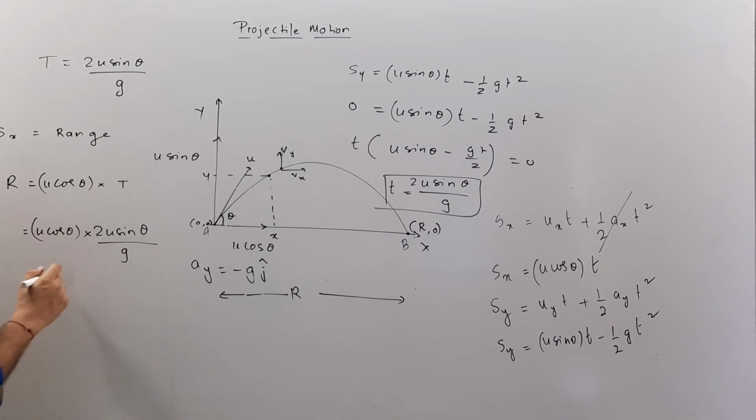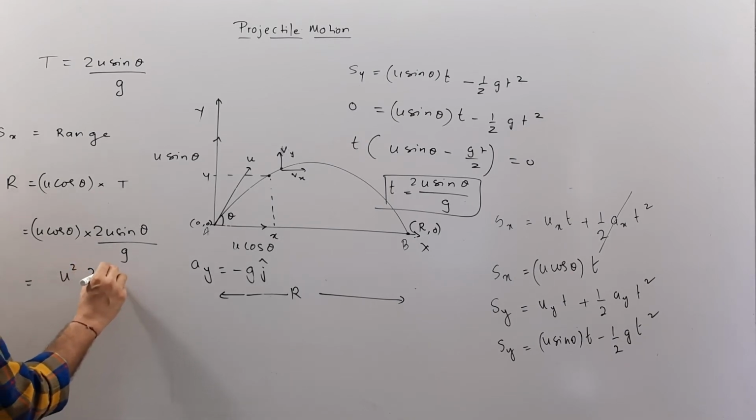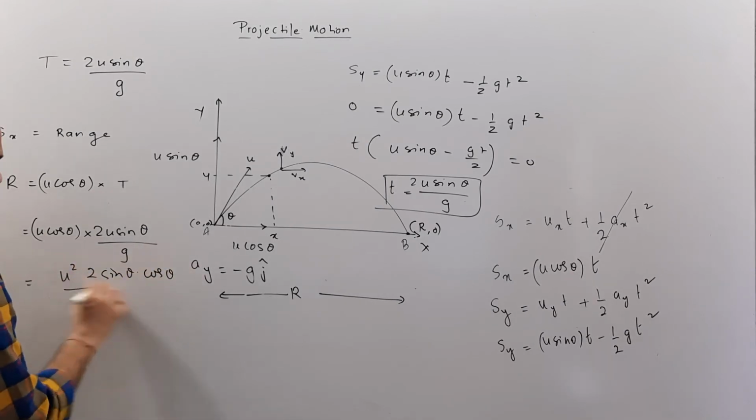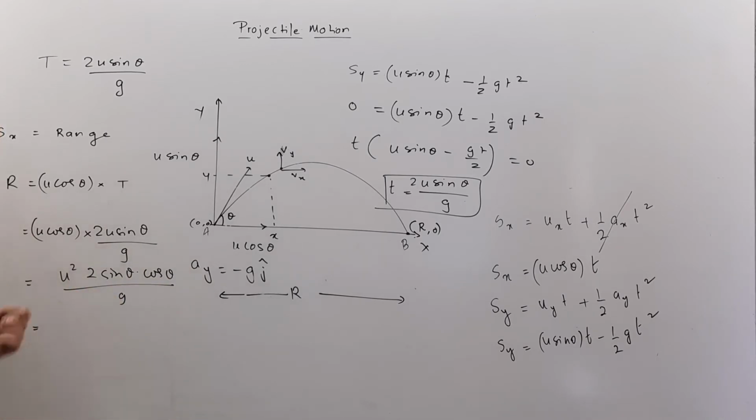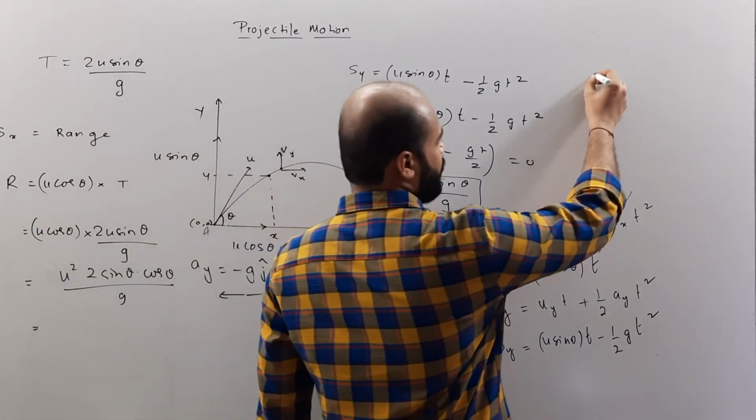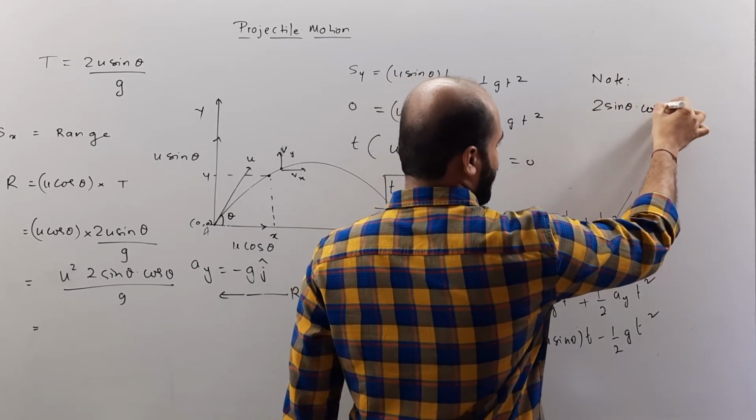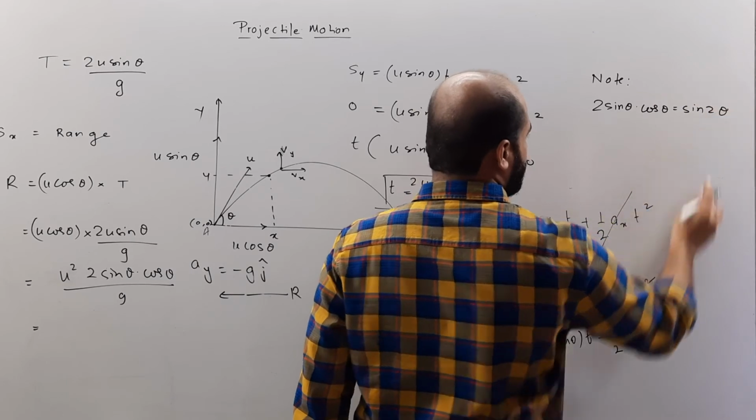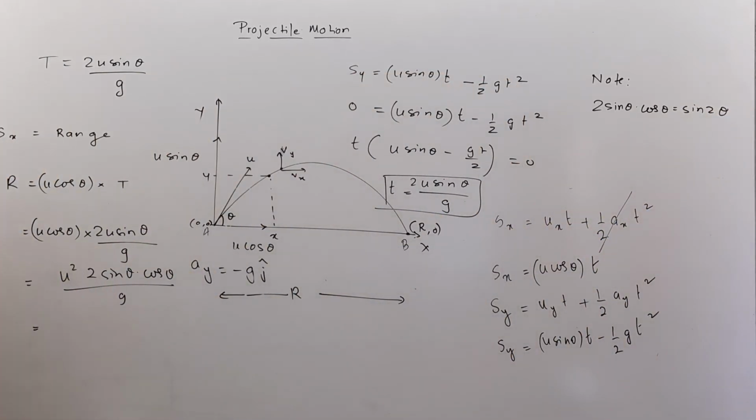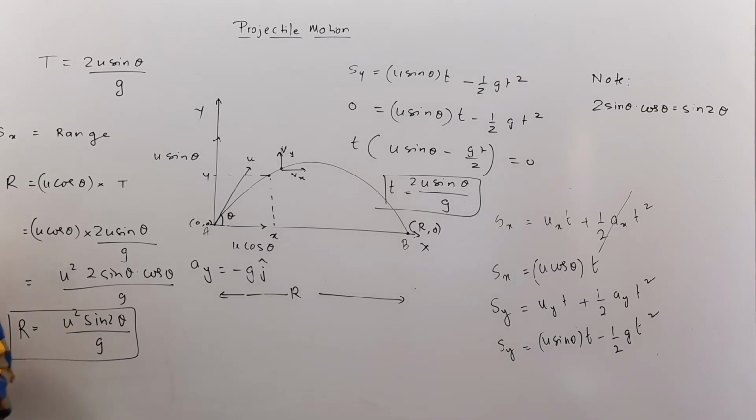So let's write it again. u square 2 sin theta cos theta by g. So 2 sin theta cos theta, in trigonometry you will learn that 2 sin theta cos theta can also be written as sine of 2 theta. This is a formula in trigonometry. According to that, I am going to make that substitution. So u square sine 2 theta by g is the value of this range. So now we have got the range.